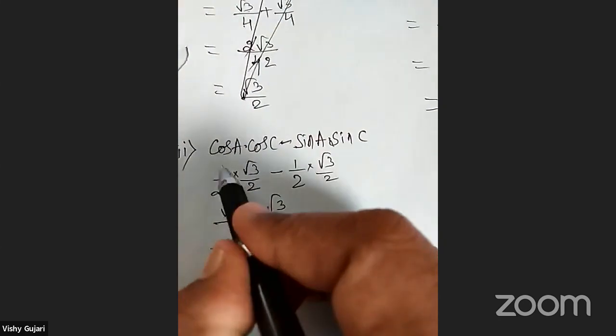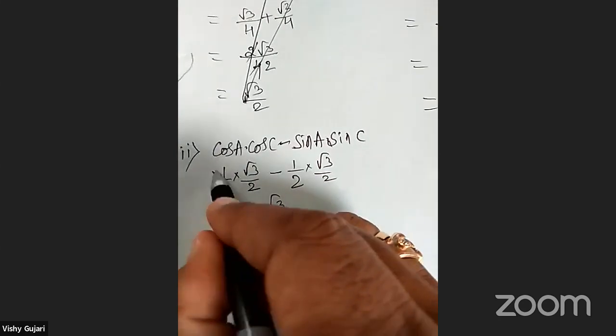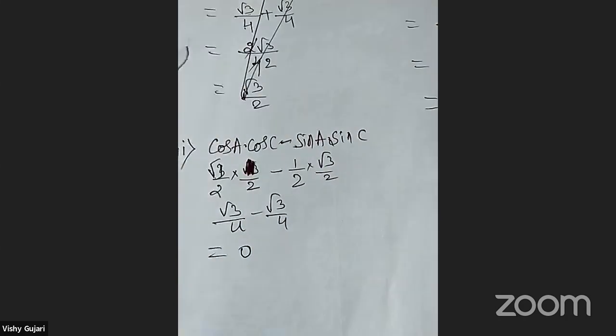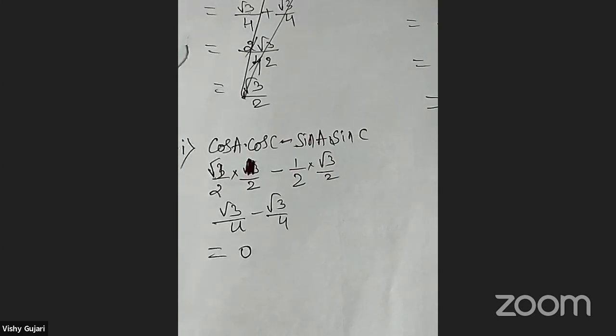Sir, cos A is equal to root 3 by 2, sir. This is root 3 by 2. Then this will be 1 by 2. Cos is equal to 1 by 2. Then the answer will be the same. No problem. Yes, sir. Over, sir. Okay.